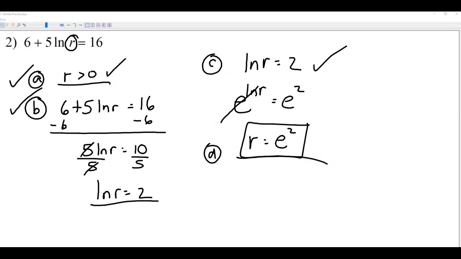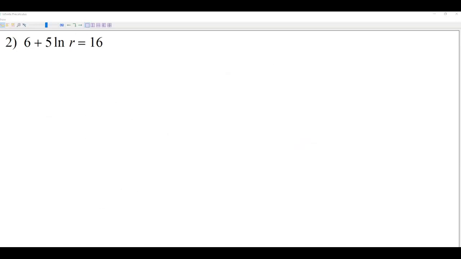How do I know that? Hopefully you guys remember that e is like 2.7. If you raise 2.7 to the second power, of course, that's going to be greater than 0. All right. Let's go ahead and take a look at another one.